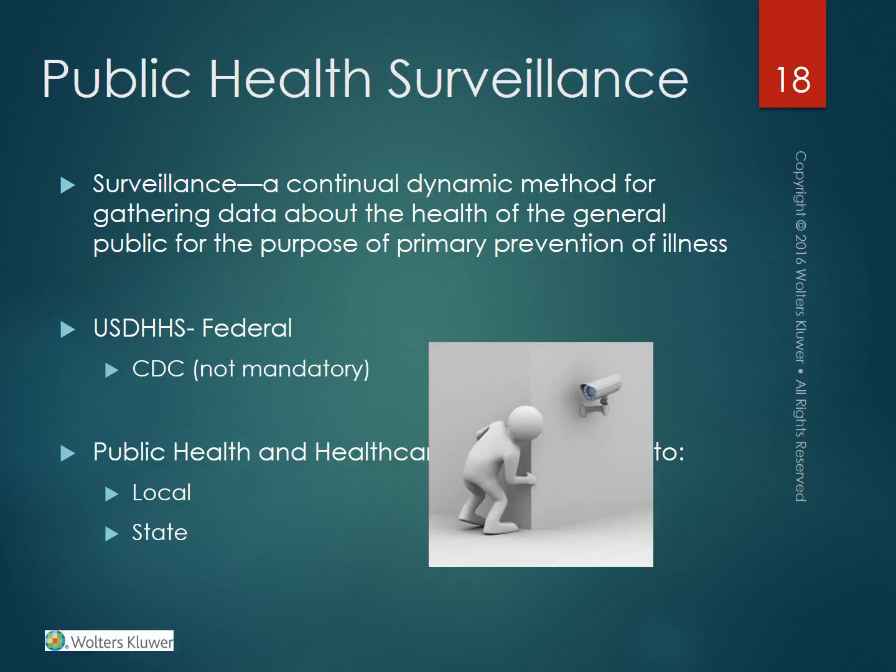Public health surveillance. How do we monitor disease and who is responsible? At the federal level, the U.S. Department of Health and Human Services is involved in protecting the nation's health. The CDC is a U.S. Department of Health and Human Services agency that protects health by developing guidelines that promote health and quality of life. The Centers for Disease Control is a form of surveillance. Surveillance is defined as a continual dynamic method for gathering data about the health of the general public for the purpose of primary prevention of illness. Think of this as a monitoring process for disease.